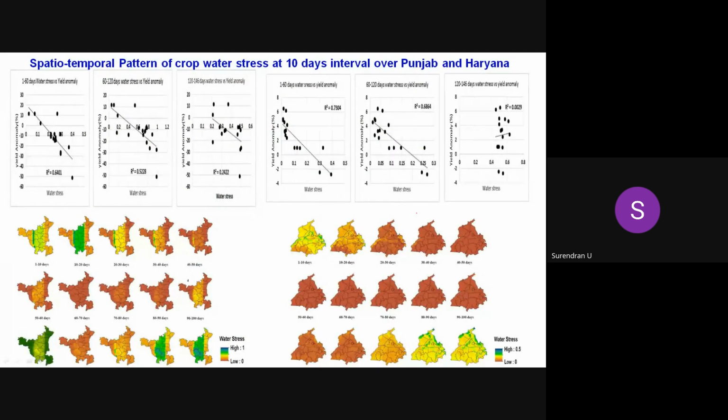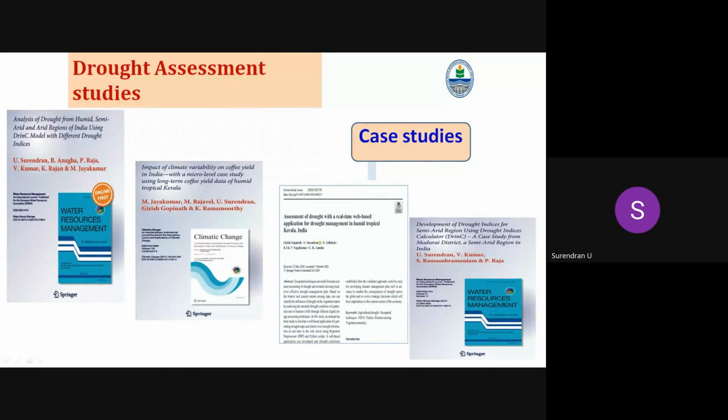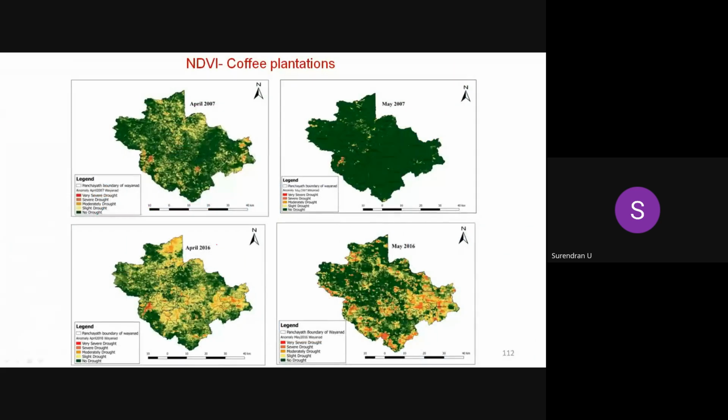So this is another study which we carried out for Punjab and Haryana, understanding the water stress, how it is there, at which area it is being stressed, and how it can be managed. Then similarly, based on the request from the Department of Agriculture, Kerala, we have done some drought assessment studies also using the software.